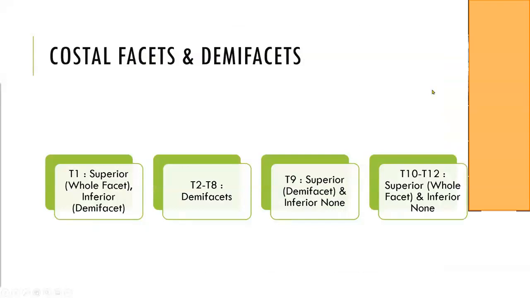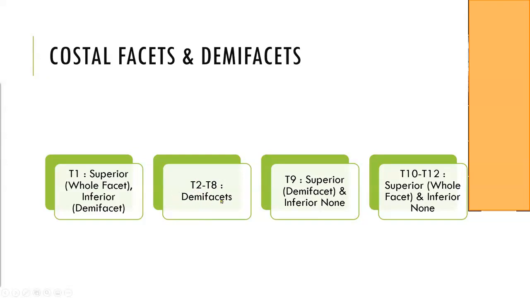So, costal facets and demifacets. Starting off with T1, superior portion of the body has a whole facet. A facet is where the rib, the head of the rib, attaches to. Inferior portion of the body has a demifacet. That demifacet connects up with T2 that has demifacets, both superior and inferior.